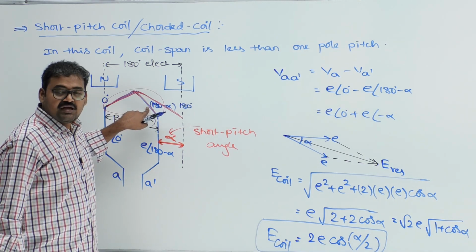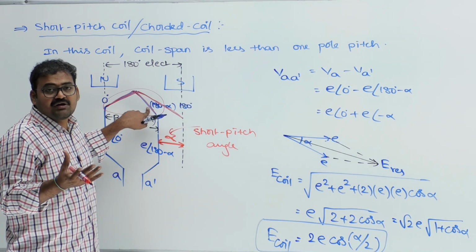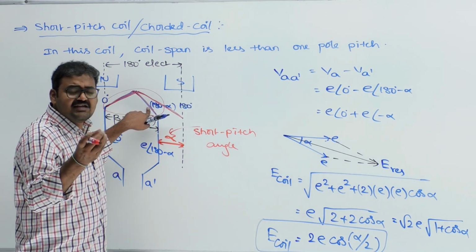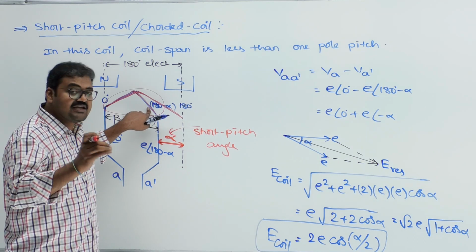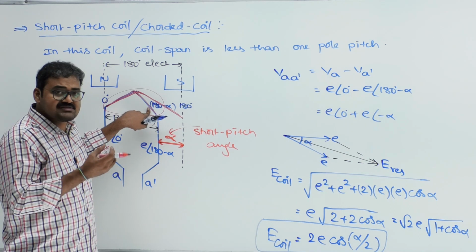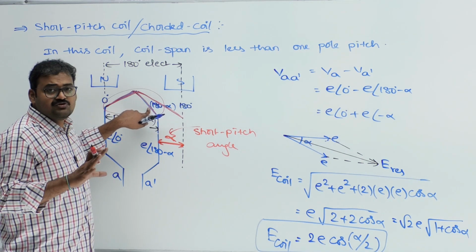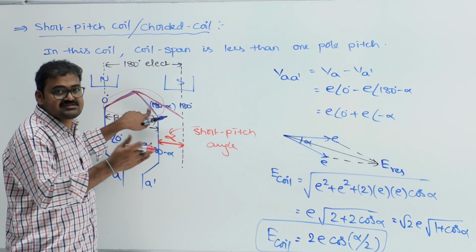You understand? When you are using less copper winding, obviously the weight of copper and the cost of copper will be slightly reduced. Not much, but slightly reduced. Okay, but that is not a big advantage. I can say it is one of the advantages only. There are big advantages of using a short pitch winding that we need to discuss now.